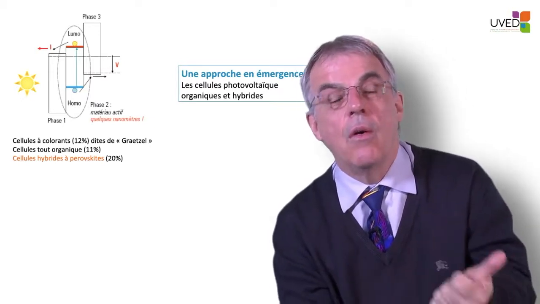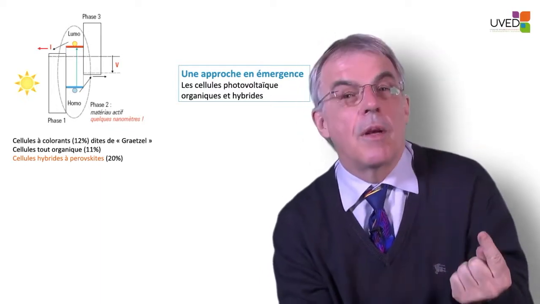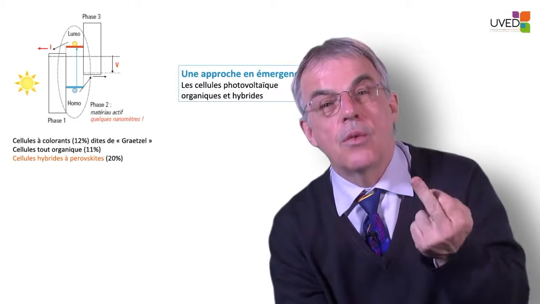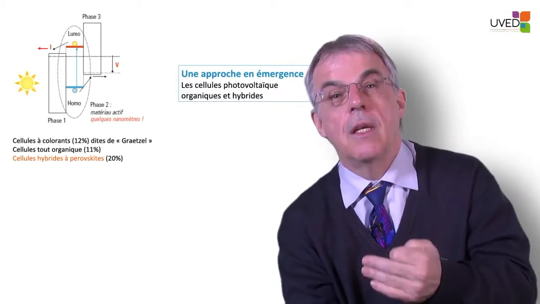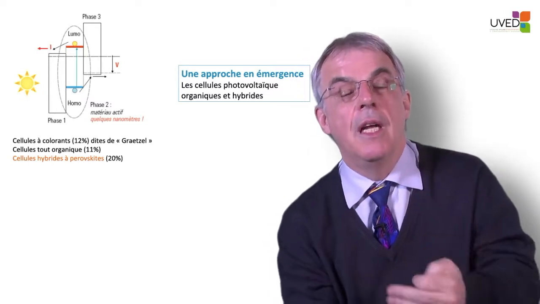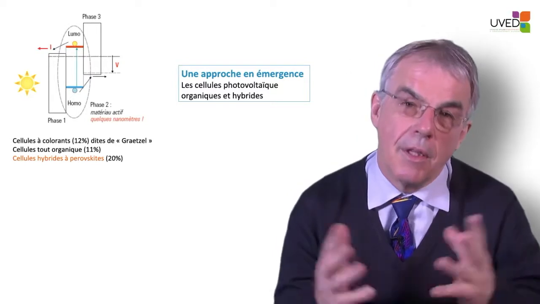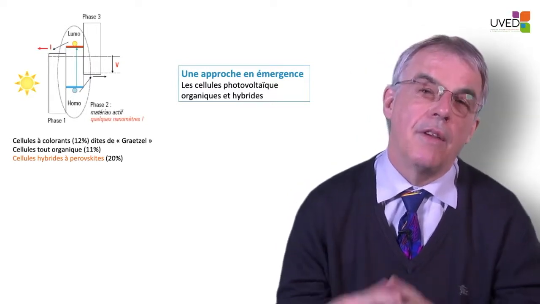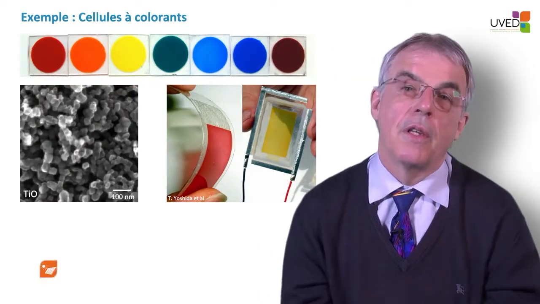There are three categories: the dye solar cells developed by their inventor Michael Gretzel, there are organic solar cells, and there are nowadays new solar cells. They have recently been launched with a very high yield, hybrid perovskite solar cells with a yield of 20%, but their stability needs to be improved. These cells are multicolored cells.